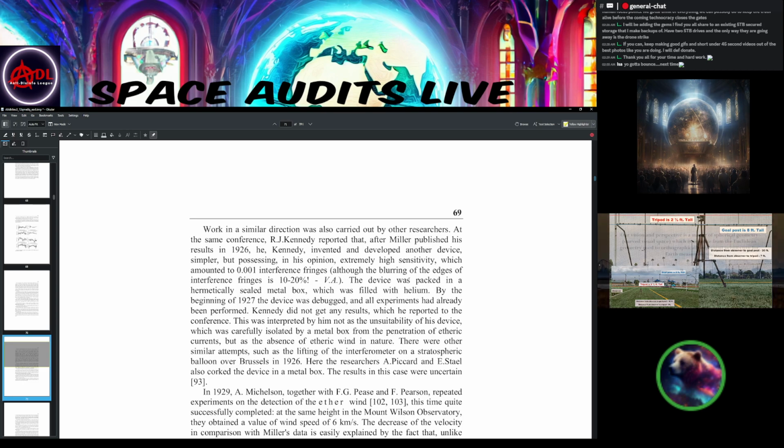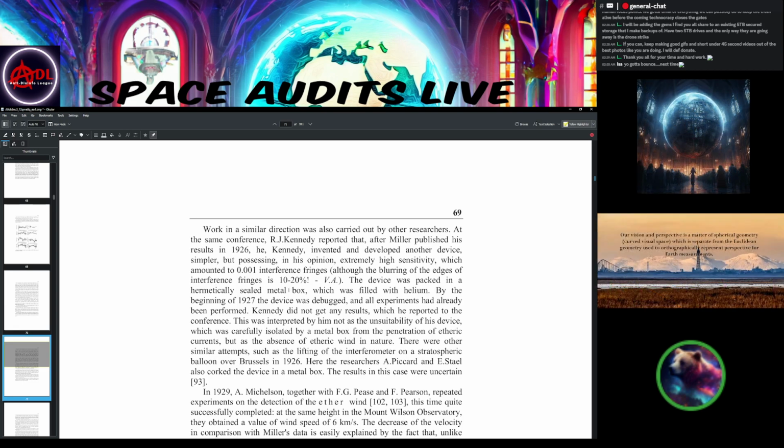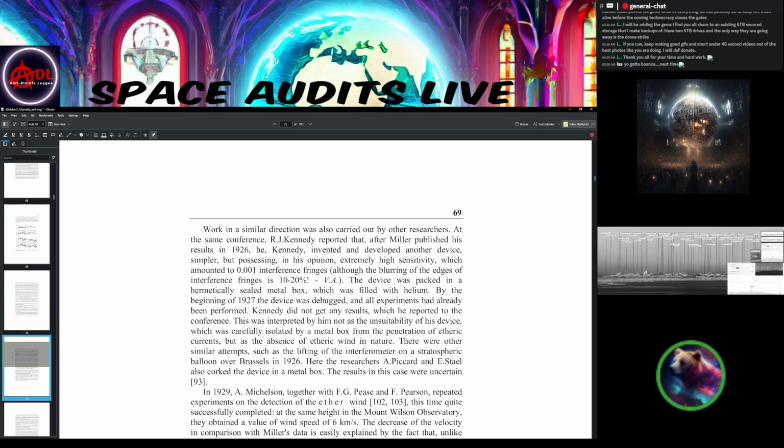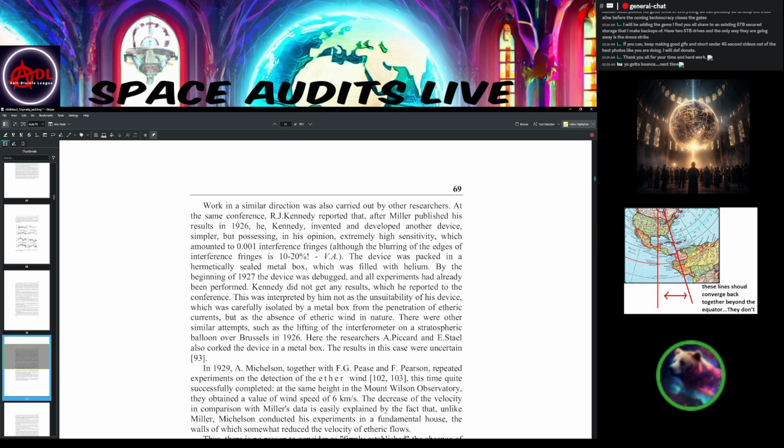The device was packed in a hermetically sealed box, which was filled with helium. By the beginning of 1927, the device had been debugged and all experiments had been performed. Kennedy did not get any results, which he reported to the conference. His interpretation was not that his device was unsuitable, which was carefully isolated in a metal box from the penetration of the etheric currents, but as the absence of the etheric wind in nature.